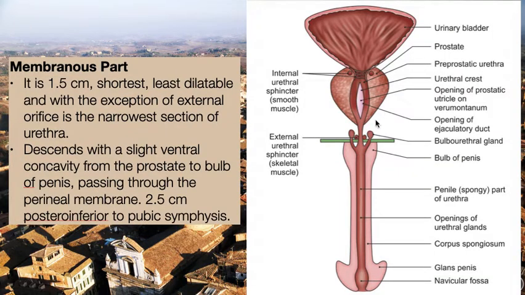Now, coming to the membranous part of the male urethra, it is about 1.5 centimeter. It is the shortest, least dilatable, with the exception of the external urethral orifice, and the narrowest section of the urethra, descending with a slight ventral concavity from the prostate to the bulb of the penis, passing through the perineal membrane, which is 2.5 centimeter posterior inferior to the pubic symphysis.